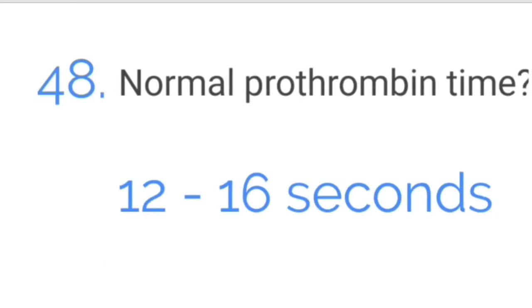Normal prothrombin time is dash 12 to 16 seconds.